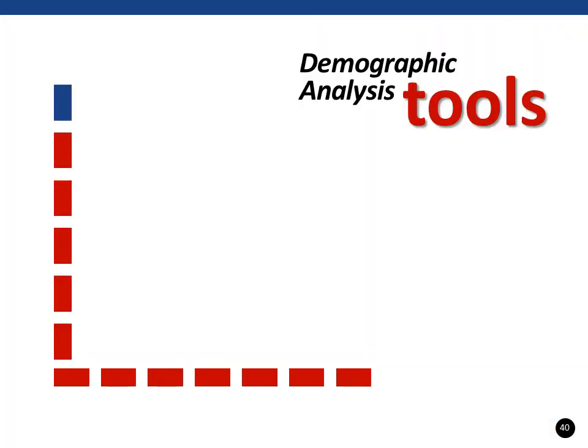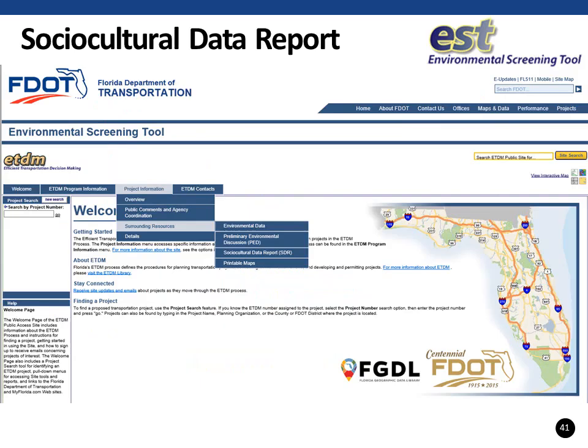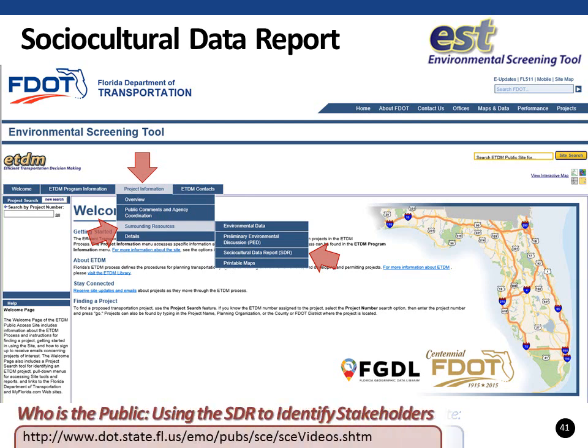Now let's look at some tools to assist with the demographic analysis. First up is the Sociocultural Data Report, a convenient package of aggregated demographic, land use, and other data for the 500-foot project buffer area. Reviewing the project SDR is a good starting place for a project demographic analysis. SDRs are available for PD&E projects on the department's environmental screening tool, including the tool's public information site. Further instructions are provided in the noted video on the department's SCE evaluation process webpage.